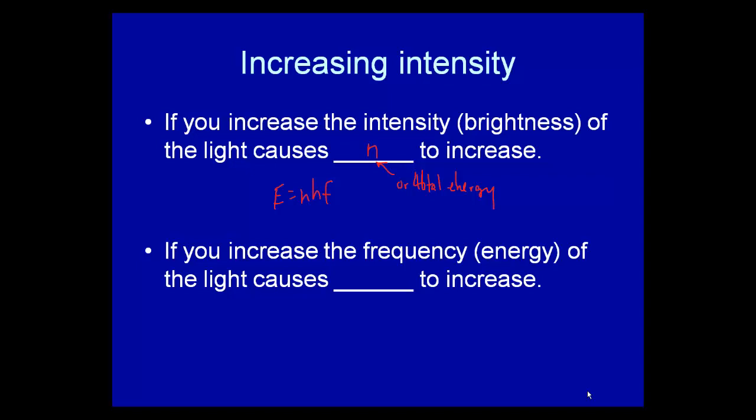Now, if you increase the frequency of a light, what we're now doing is increasing an individual photon. E is equal to nhf. Now I'm increasing f, so therefore I'm increasing each individual photon's energy. Yes, I'm increasing the total energy also because the photons are going up, but I'm causing the individual photon energy to increase. That could lead to electric current.